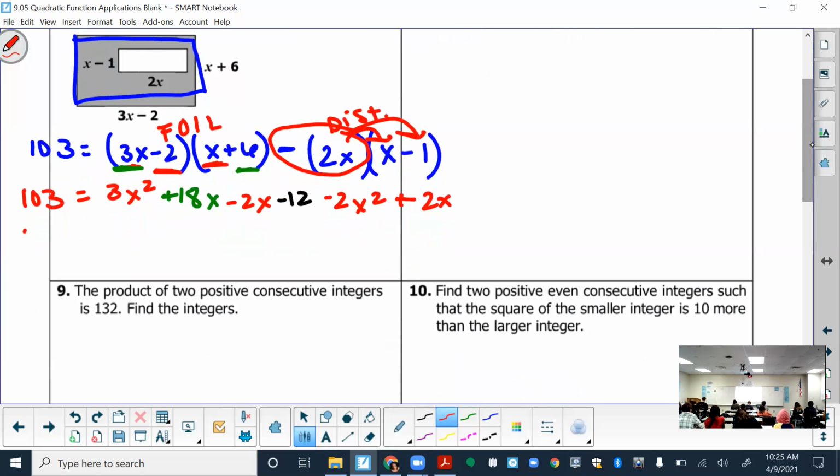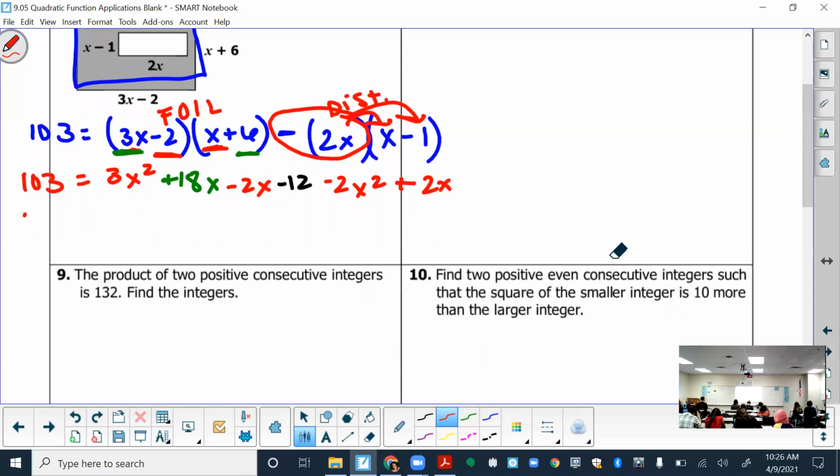All right, so looking at number 10. So 10 says find two positive, even consecutive integers such that the square of the smaller integer is 10 more than the larger integer. All right, so again, a lot of words, just break it down so it makes sense. So it's consecutive even integers. So that's like where it goes up by 2 each time, right? So my first number is going to be n or x. My second number is going to be n plus 2. So it goes up by 2 if it's consecutive, even, or odd.